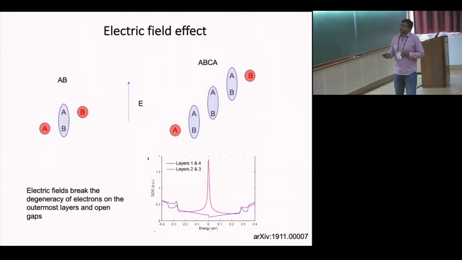Okay, now, in this system, the electric field, just like bilayer graphene, has a beautiful effect. In the case of bilayer graphene, the low energy physics is dominated by these two orbitals on the A and B sides of the two layers. And if you apply an electric field, these two are displaced from each other, and so you open up a gap. And this effect is even more pronounced in the case of ABCA graphene. Now the low energy physics is dominated by the A orbital on the lowermost sheet and the B orbital on the uppermost sheet. And so when I apply an electric field, once again, I will create a gap in the system.